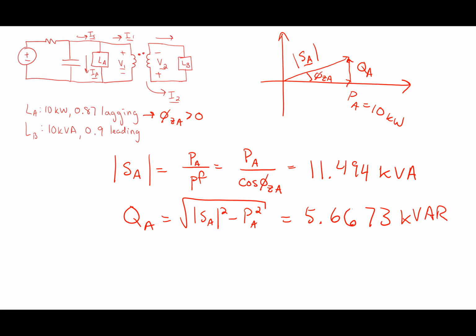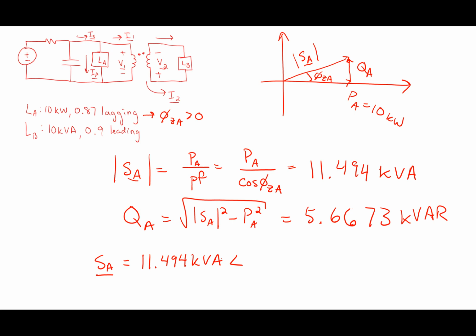Okay. So I can say that SA, the vector, is equal to what? 10 kW plus j times 5.6673 kVar. If I do it in polar form, what would it be? Let's do it in polar form. 11.494 kVA, yep. And what's the angle?